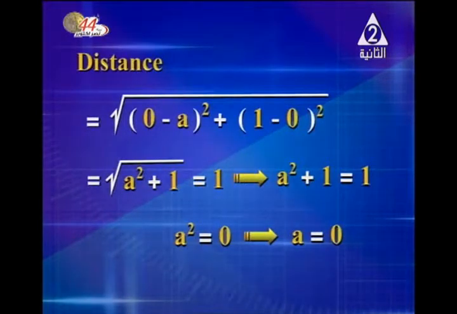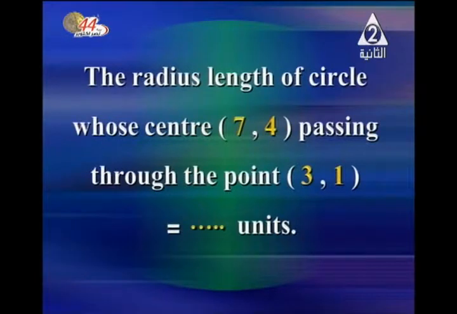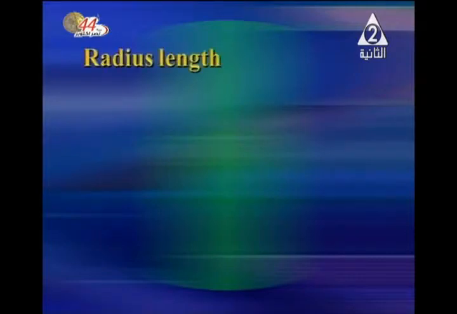Another example: the radius length of a circle whose center is (7, 4) passing through the point (3, 1) equals how many units? The center of the circle is the point (7, 4). And what does it mean that the circle passes through the point (3, 1)? It means that the point (3, 1) is lying on the circumference of the circle. So what about the radius length? It is the distance between the point on the circle and the center of the circle.